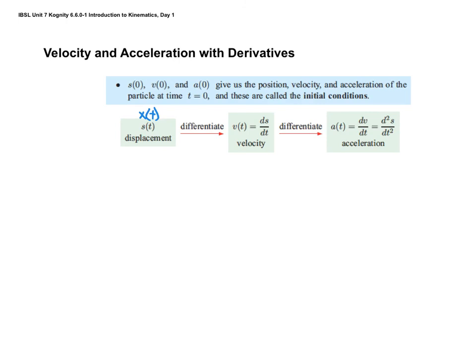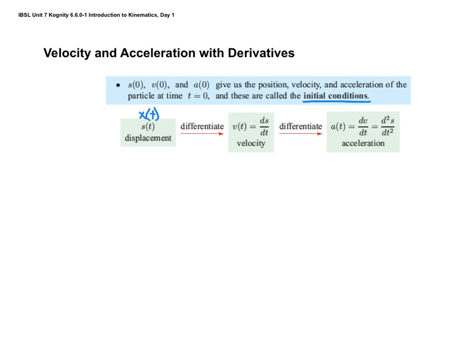And notice here, this is a term that you need to make sure that you know: initial conditions. The initial conditions are S of 0, V of 0, and A of 0. Do not assume that we always start at 0, start with a 0 velocity, and start with a 0 acceleration. That's a really common mistake that people make. Use the actual functions that you're given and find what those initial conditions are.